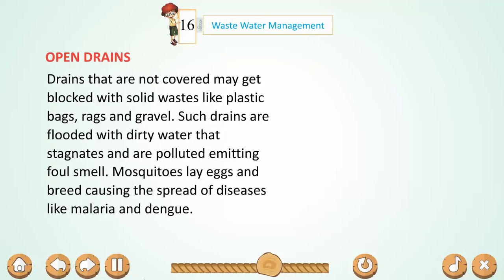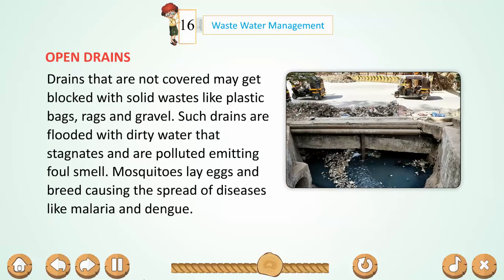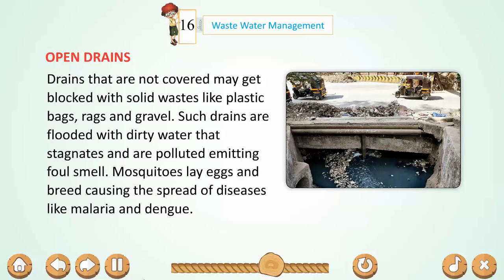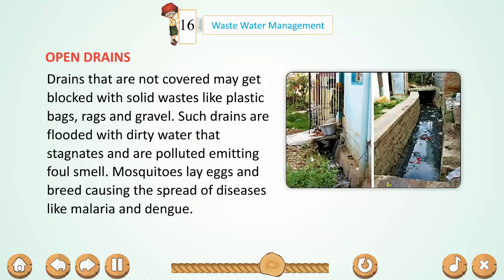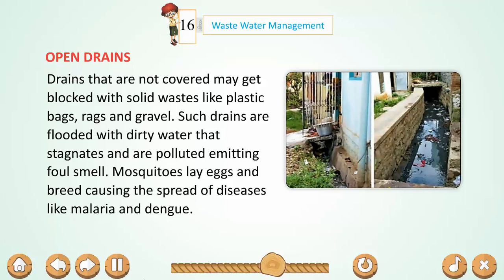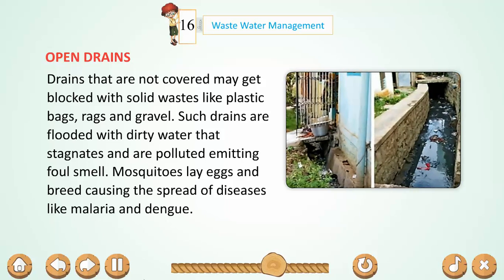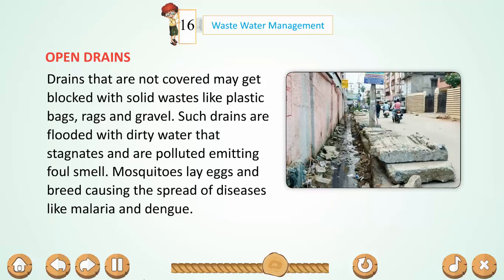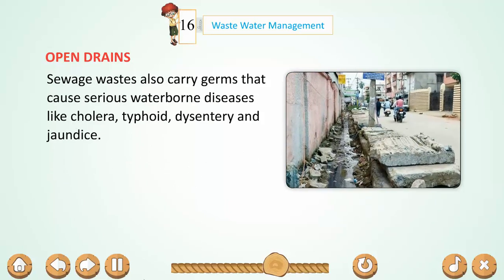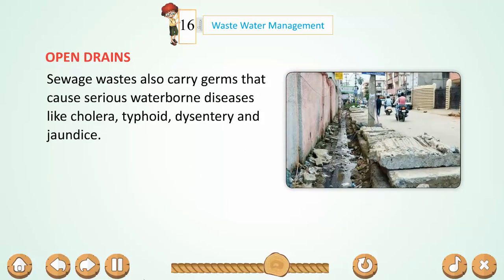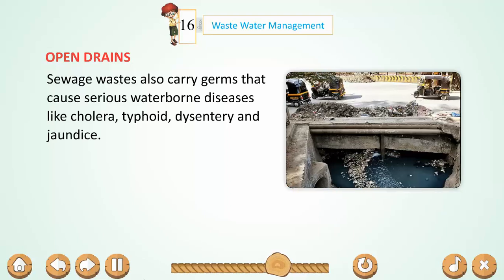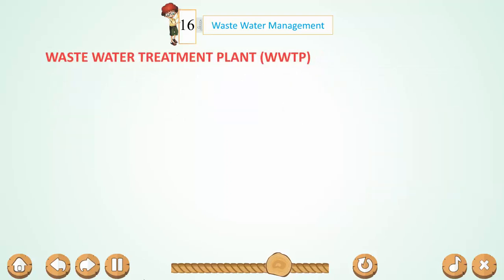Open drains. Drains that are not covered may get blocked with solid waste like plastic bags, rags, gravel. Such drains are flooded with dirty water that stagnates and is polluted, emitting foul smell. Mosquitoes lay eggs and breed, causing the spread of diseases like malaria and dengue. Sewage waste also carries germs that cause serious waterborne diseases like cholera, typhoid, dysentery, and jaundice.